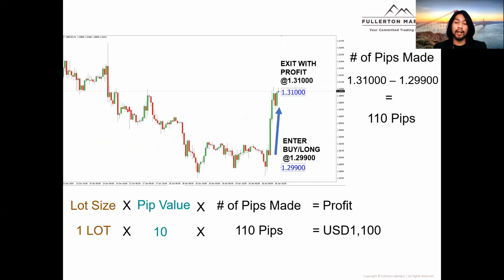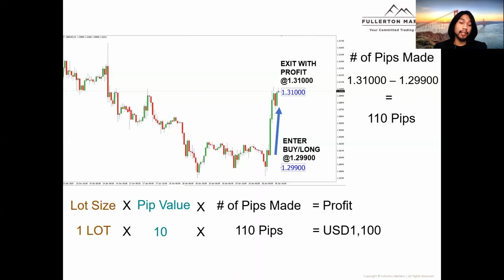For example, here we enter a long position at 1.29900 and our long position was successful. We made money. All right, we exited at 1.31000. Now, since we entered a buy and we profited, we now have to take our exit point at 1.3100 and we have to deduct our entry price from this at 1.29900, which would then yield us 110 pips.